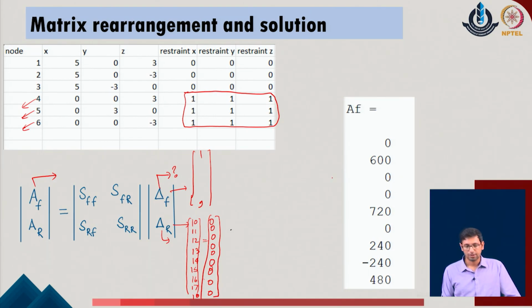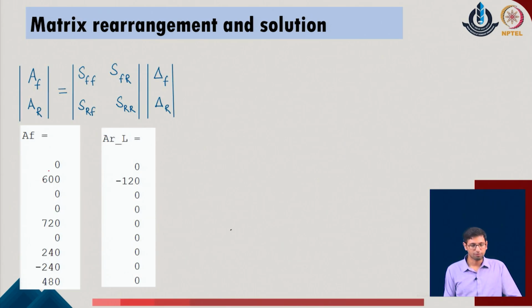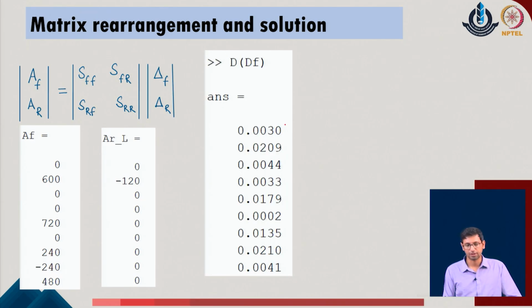Once we generate it, the overall expression can be solved first for the unknown values of the system displacements. So I can write it as A of f is equal to S of ff into delta f. Delta r is already a null vector, so I do not need to put the contribution for the second part. So I can directly write delta f is equal to S of ff inverse into A of f, and once we do it, we get the value of the d of f, and these are all the degrees of freedom which are related to the given system. Now these are delta f for the given system.